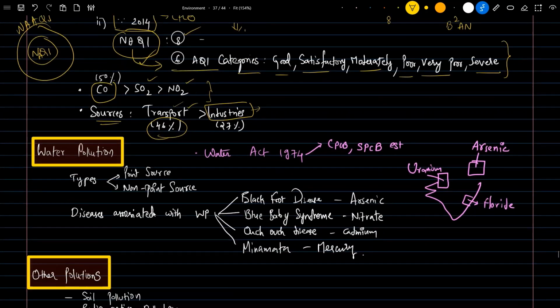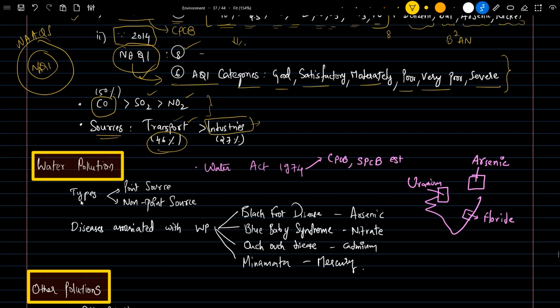Next, coming to water pollution. Water pollution can be formed because of majorly two reasons, two types. One is through point source and the other is through non-point source. What does point source mean? We know the origin from where the water is getting polluted, like industries. And non-point source means we can't track the origin of the reason behind the water getting polluted. An example is simply drainage. India also formulated the Water Act of 1974, under which CPCB was established.